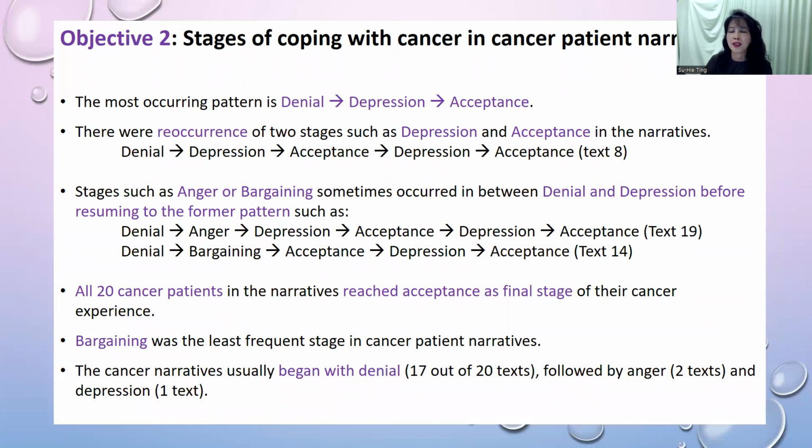Even though in the Kubler-Ross framework it appears in a certain place, here it's not definite. It could appear between denial and depression. But all of them reached acceptance in the final stage. Bargaining was the least frequent. And interestingly, all of them began with denial when the doctor's results came back and suggested that they might have cancer. They usually deny it and say it couldn't be, because I've just gone for a test, and so on.